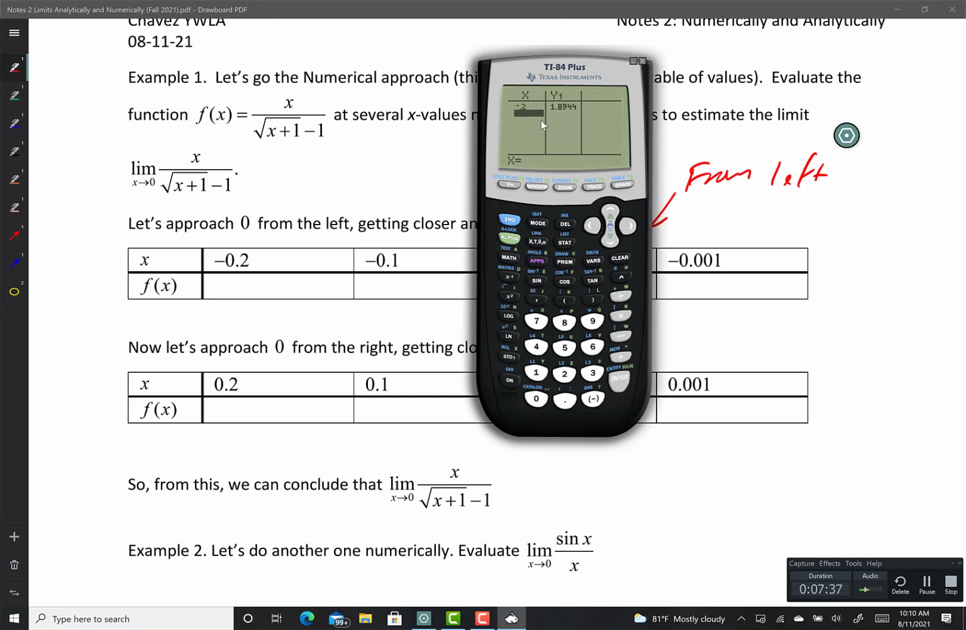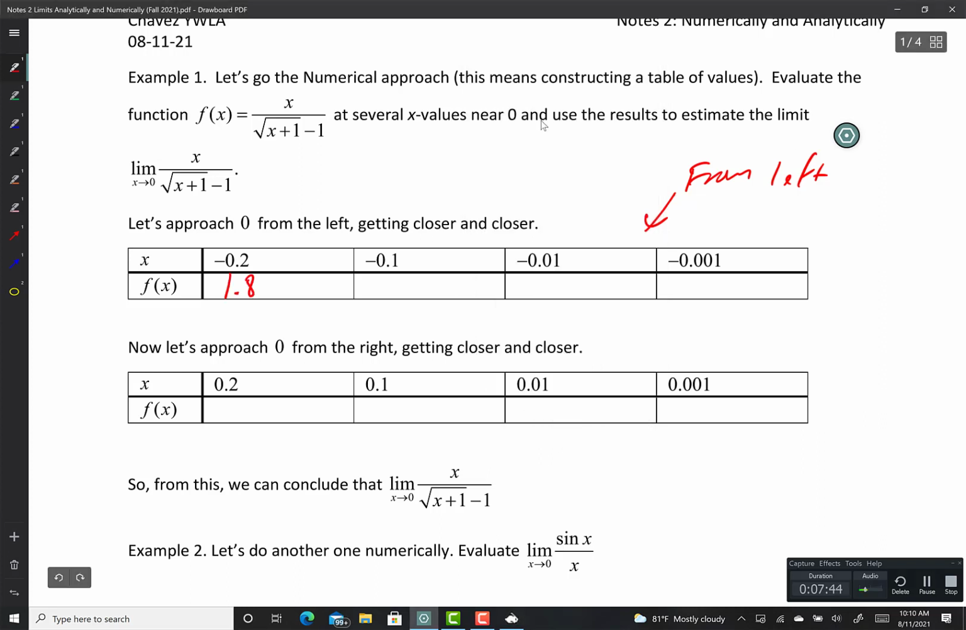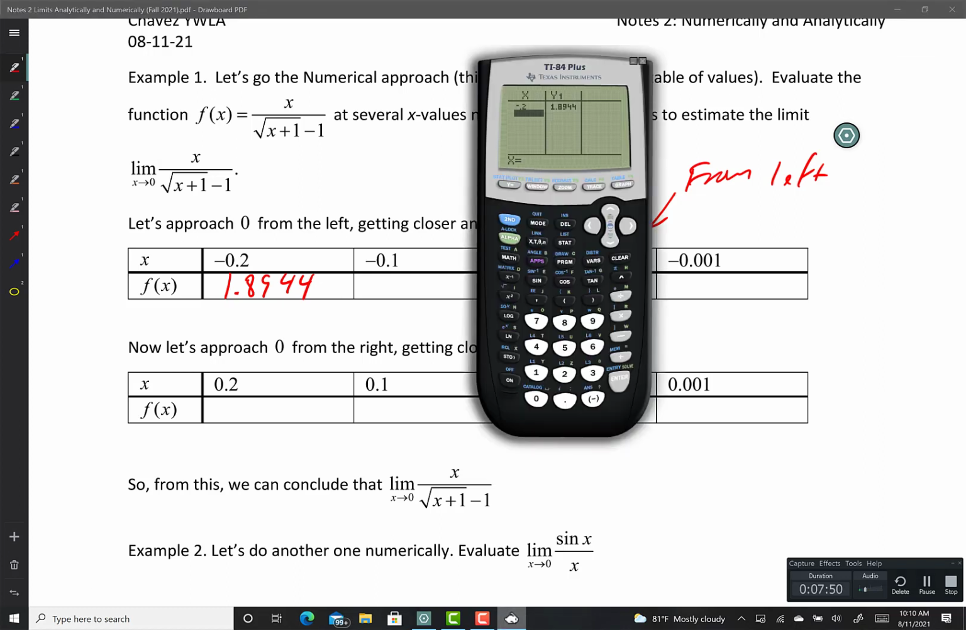All right, guys. So I got a number, 1.8944. Did everyone get that same number? So write it in, 1.8944. Now we're going to type in negative 0.1. We're going to get closer and closer to it. So here we go. Negative 0.1. And I got 1.9487.